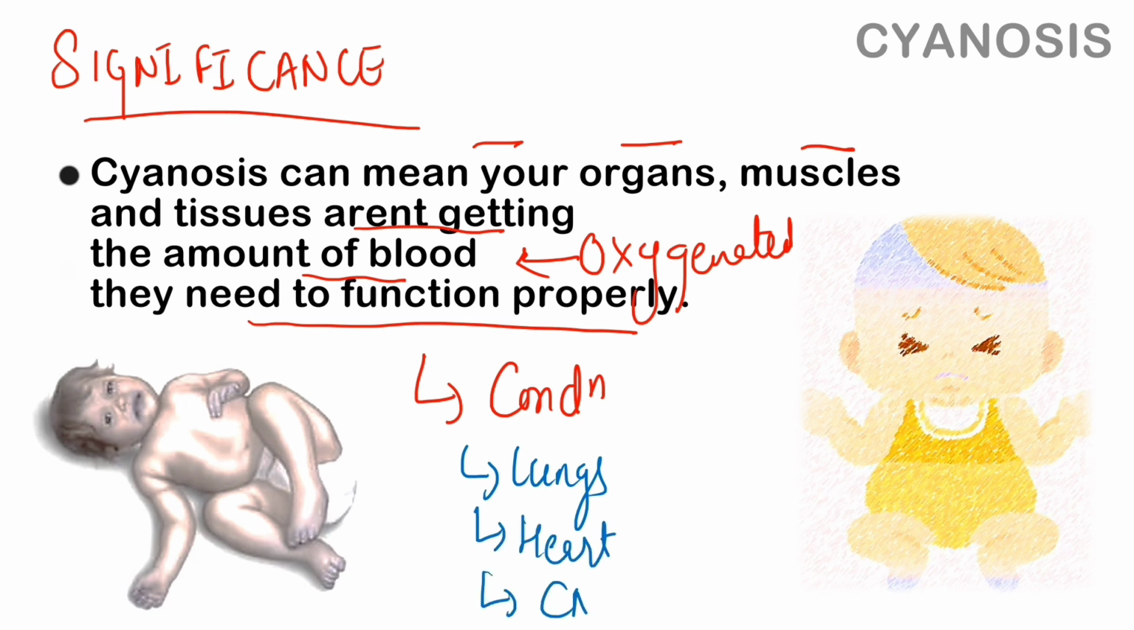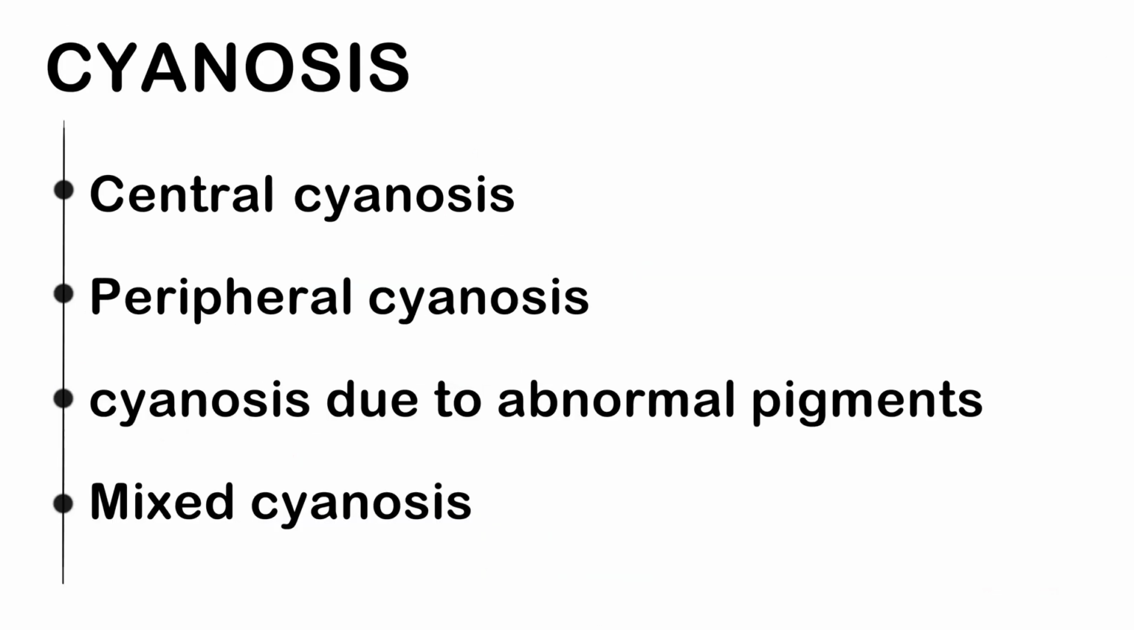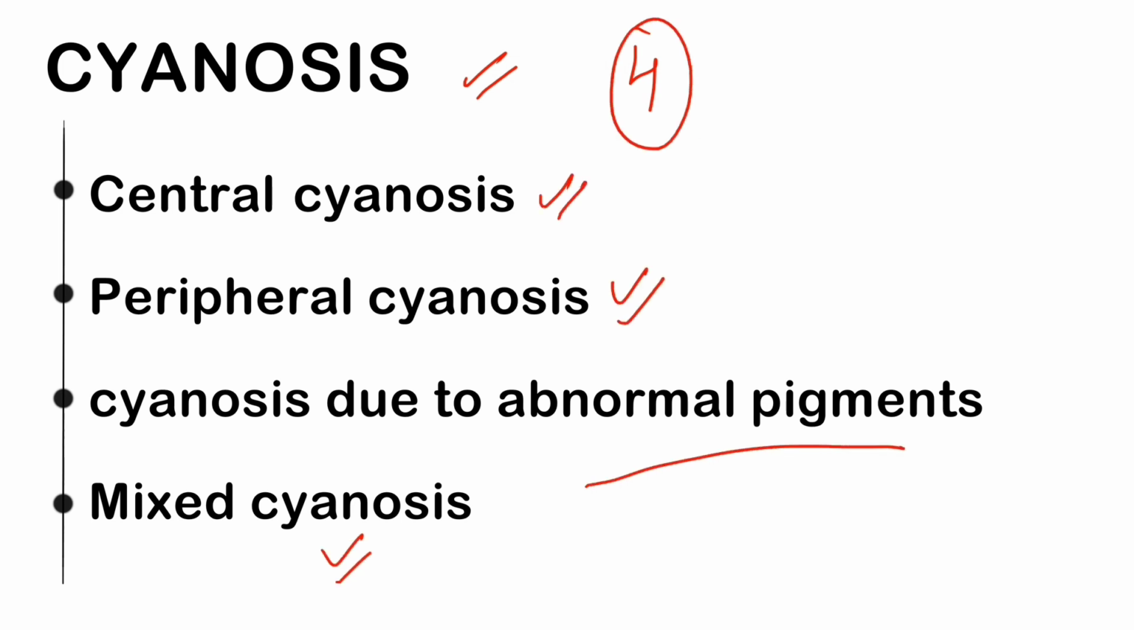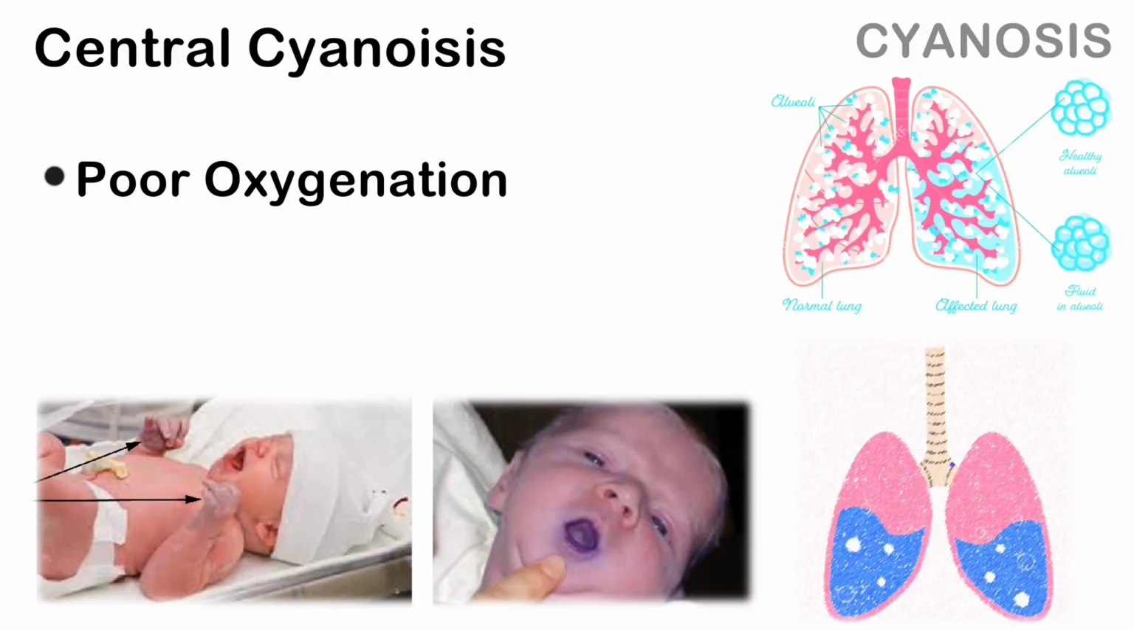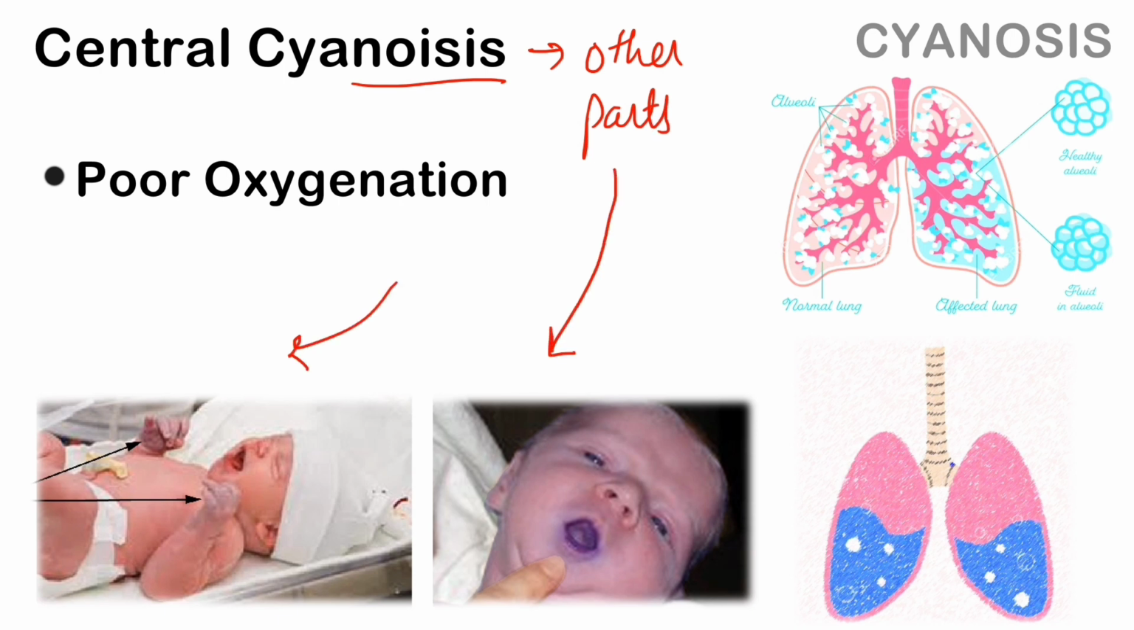It's generally divided into 4 different classes. Number 1 is central cyanosis, then peripheral cyanosis, next is cyanosis due to abnormal pigments, and the last one is mixed cyanosis. First is central cyanosis. Central cyanosis is when other parts of the body, in addition to hands and feet or extremities, are affected. This may include the chest, cheek, tongue, gum, lips.